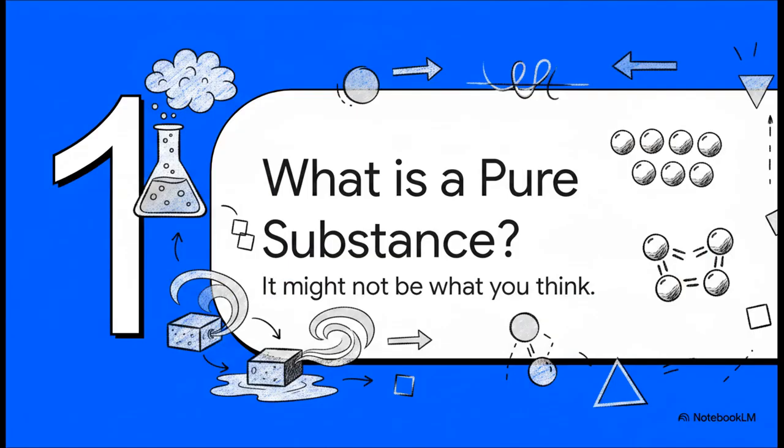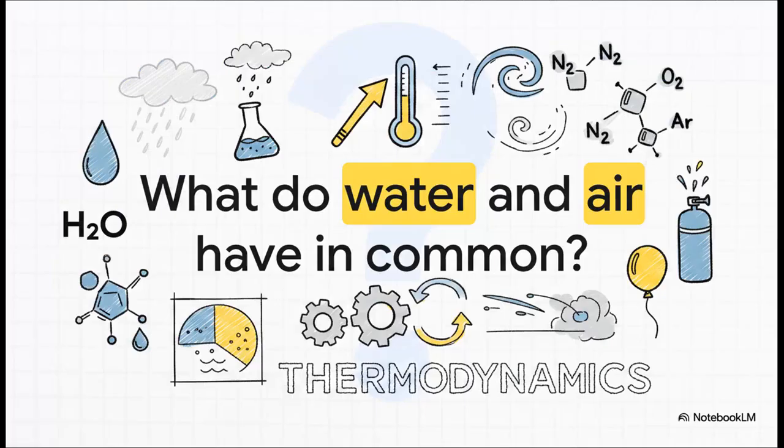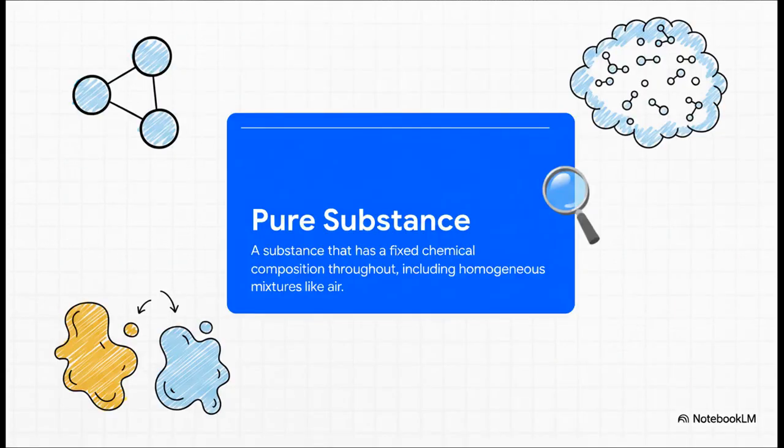All right, first up, we gotta get our terms straight. And this first one, it might just challenge what you remember from high school chemistry class. So let me just ask you this. What could a single, simple compound like H2O possibly have in common with the air all around us? A mix of nitrogen, oxygen, argon, a whole bunch of stuff. Well, in thermodynamics, they actually share a really important label. Believe it or not, they are both considered pure substances.